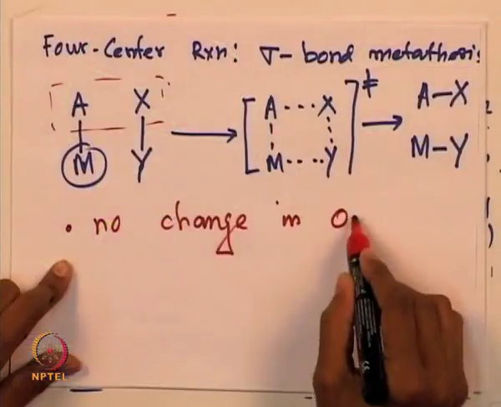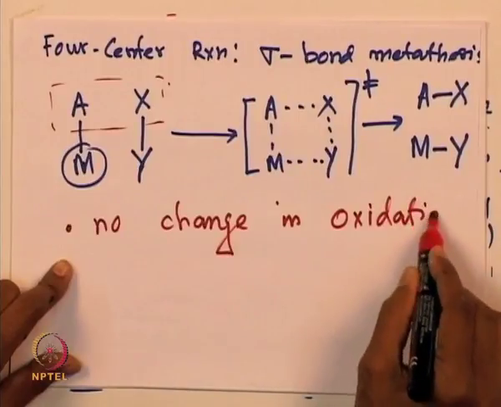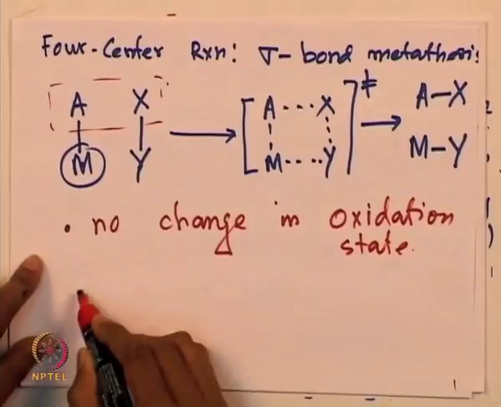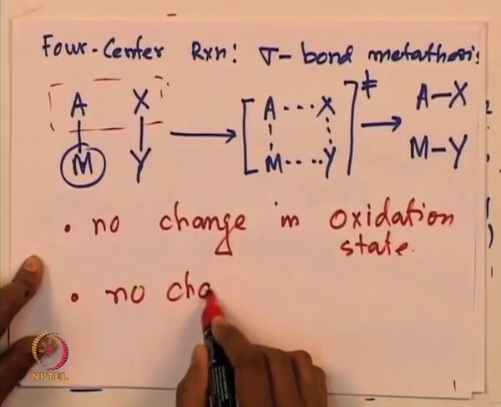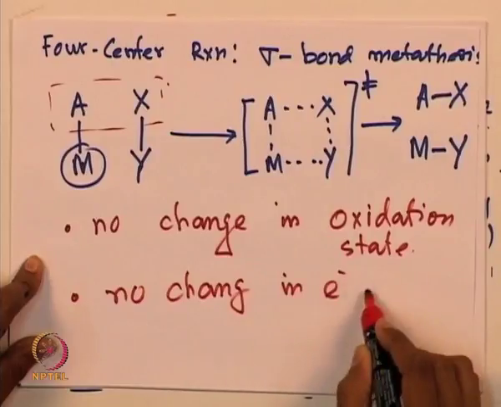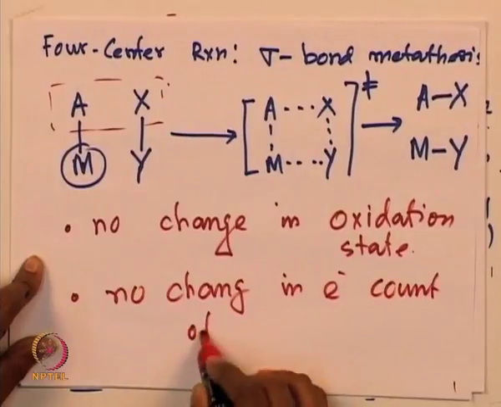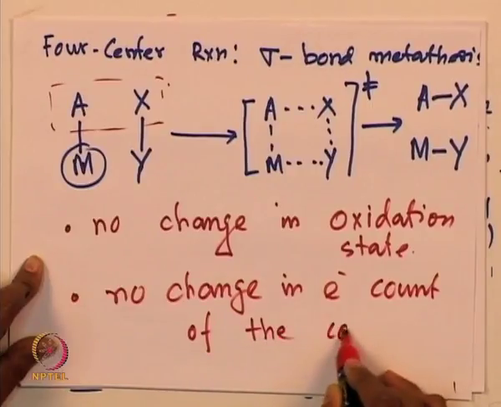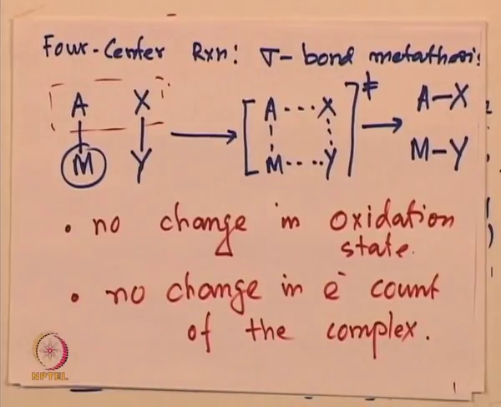Most importantly, if you look back at these reactions again, the very first thing one should note is there is no change in oxidation state. Oxidation state, that is most important, and of course there is no change in electron count of the complex. So these are the two most important features of these reactions: four center reactions usually undergo absolutely no electron count change at the metal center.